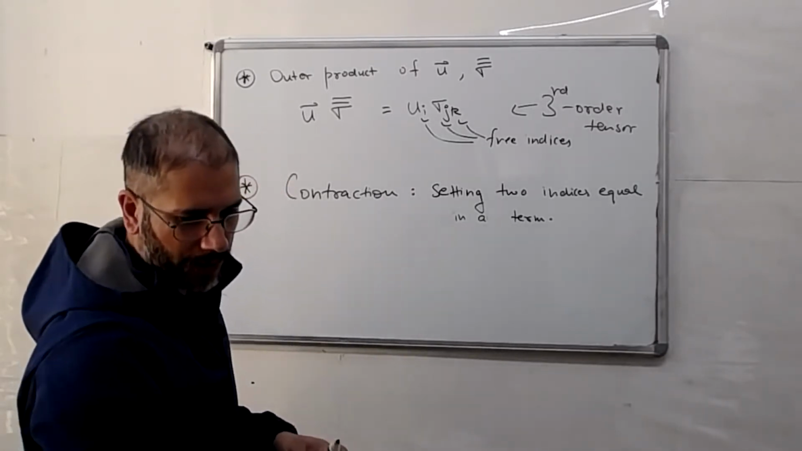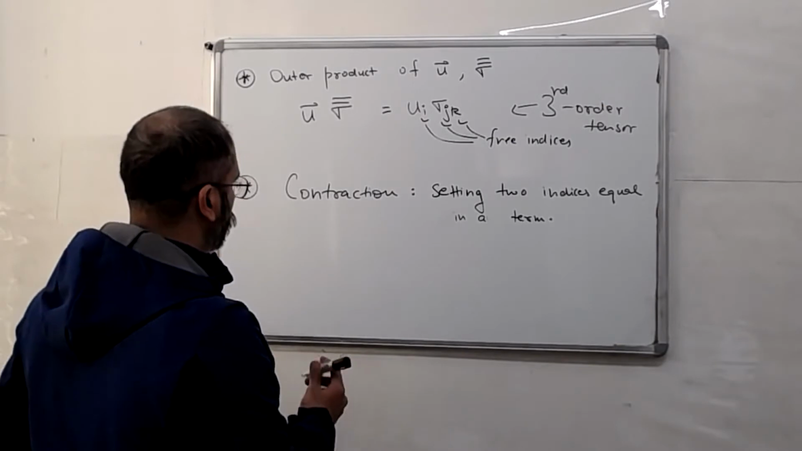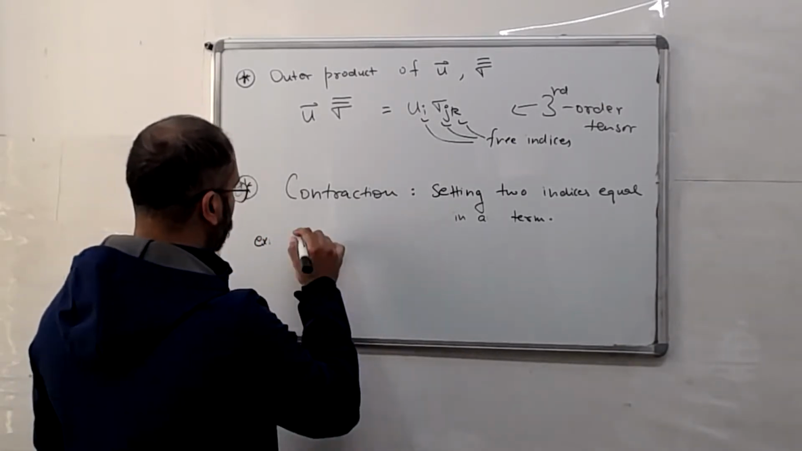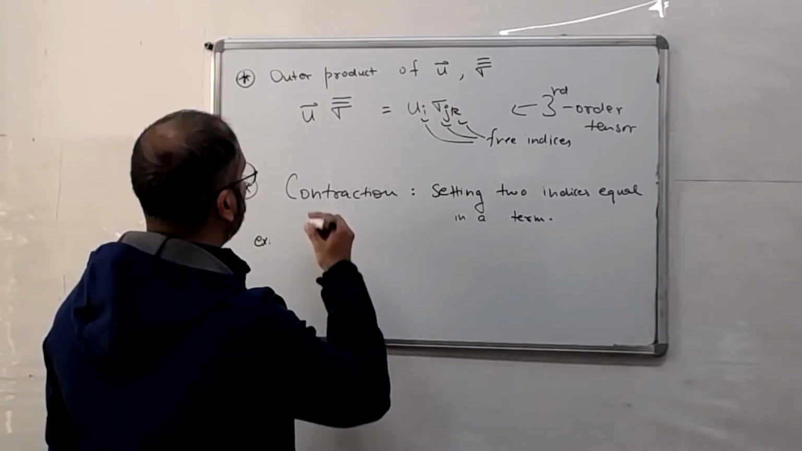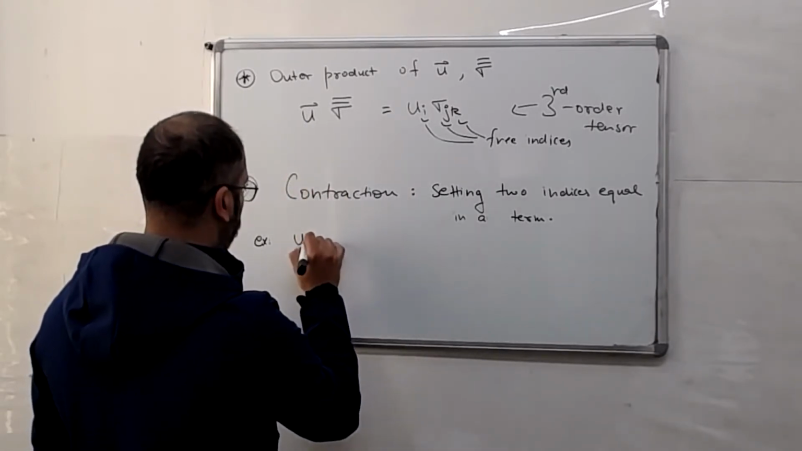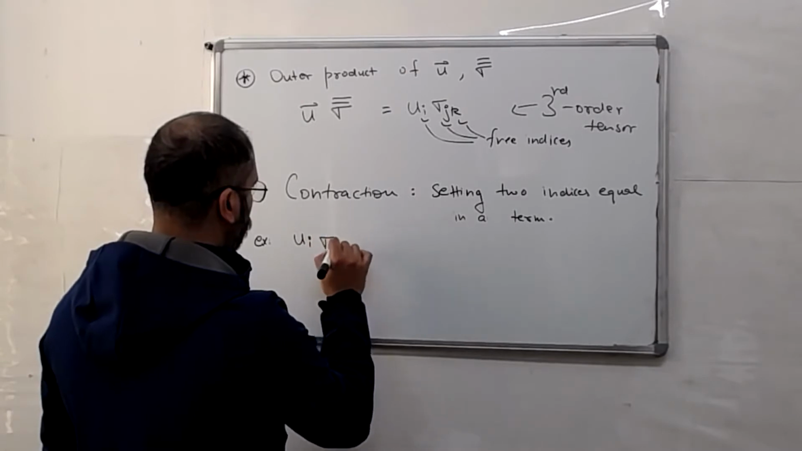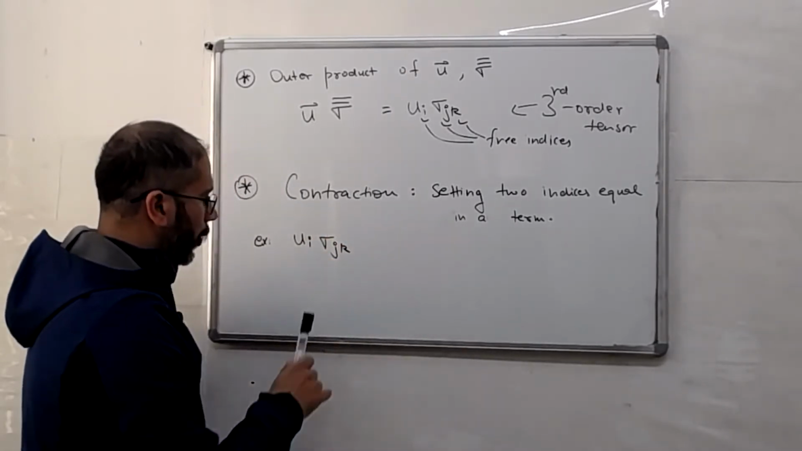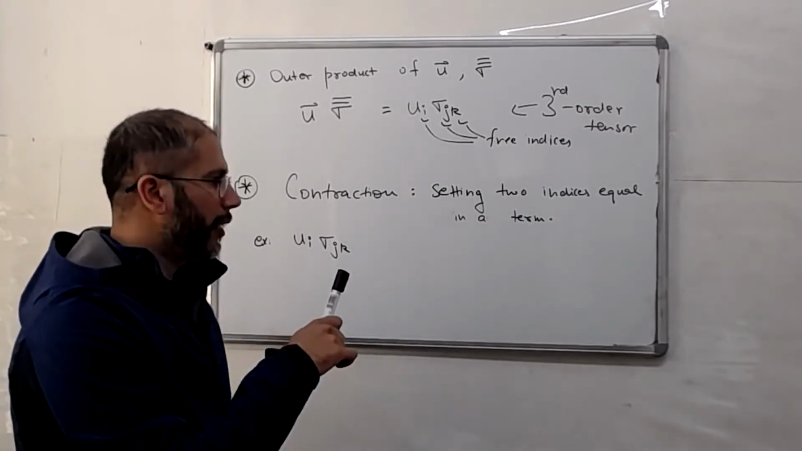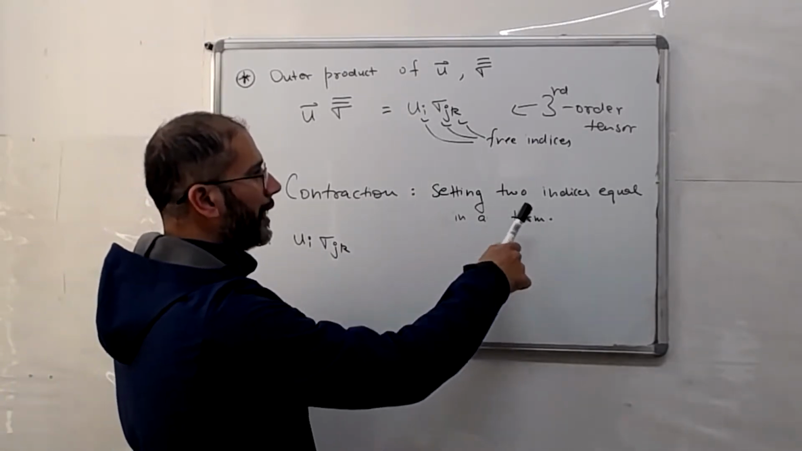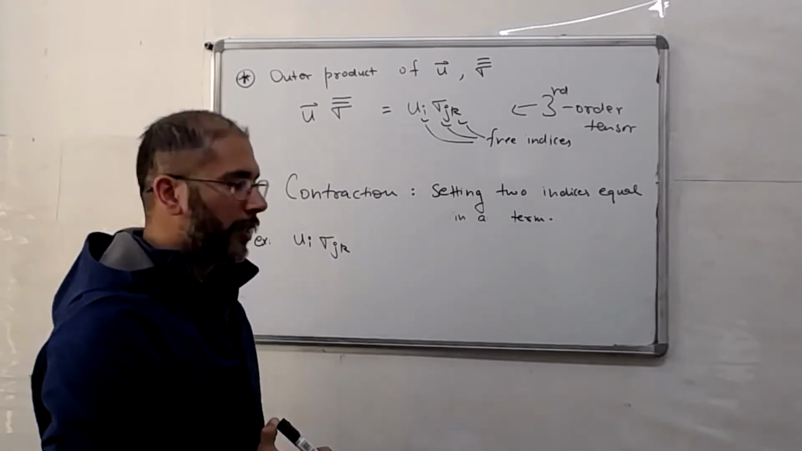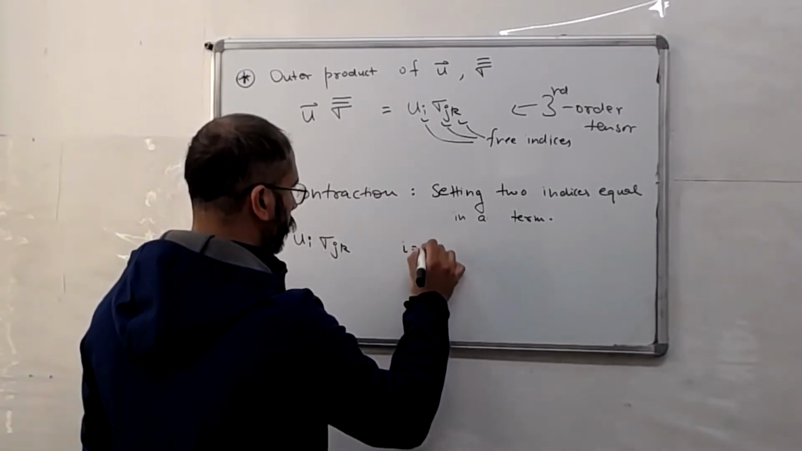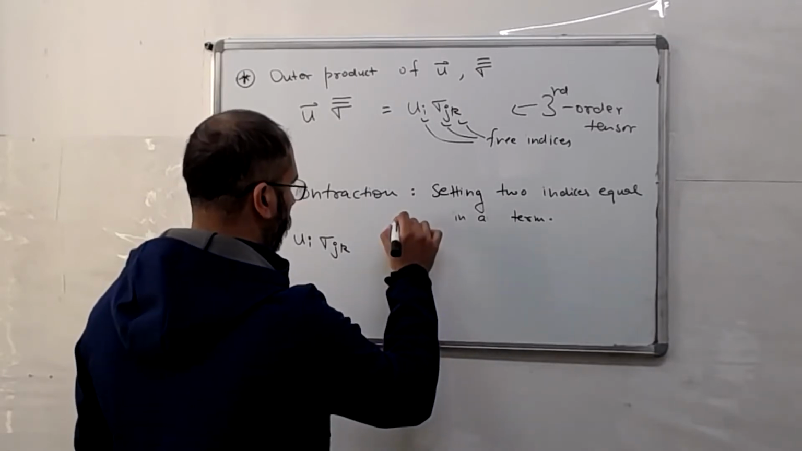So let's discuss this using examples. Let's say we have a product the same as this one. So you had ui sigma jk, and I want to apply a contraction here. So the idea of contraction is setting two indices equal in a term. So in this case, let me set the index i equal to j. So that's the contraction I want to apply.